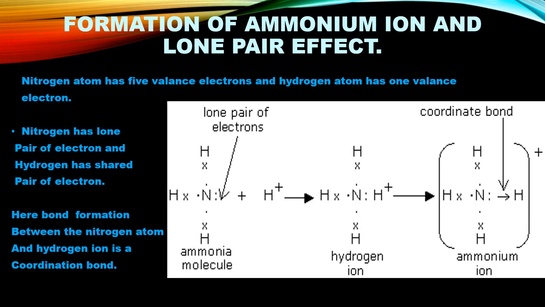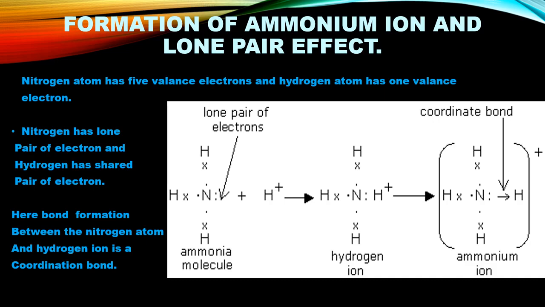Formation of ammonium ion and lone pair effect. Ammonium ion, NH4 plus. Nitrogen atom and hydrogen atoms take part in this ammonium ion formation. Nitrogen atom has 5 valence electrons and the hydrogen atom has 1 valence electron. See, through this dot picture, they are representing how the lone pair of electrons is shared between the ammonia and the proton to make an ammonium ion.